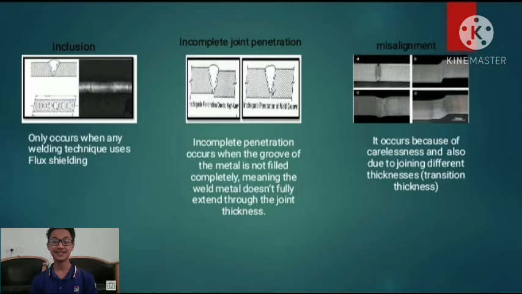The next one in this slide is inclusion. It only occurs when any welding technique uses flux shielding. Next, we have incomplete penetration. It occurs when the groove of the metal is not filled completely, meaning that the weld metal doesn't fully extend through the joint thickness. Lastly, we have misalignment. It occurs because of carelessness and also due to joining different thickness, transition thickness. That's all.